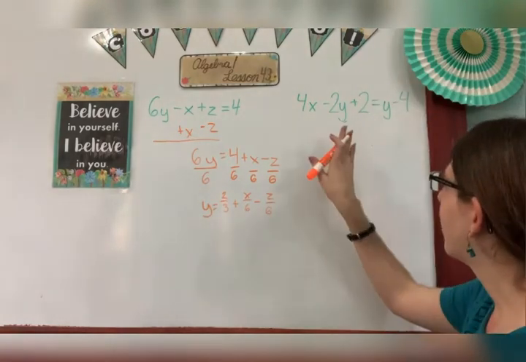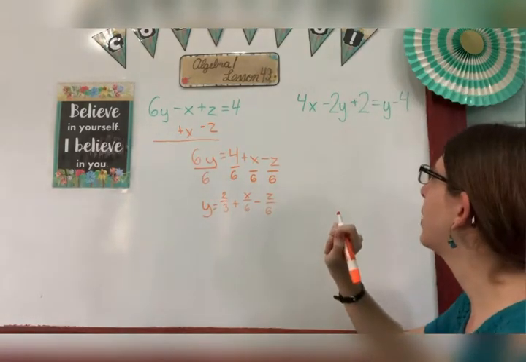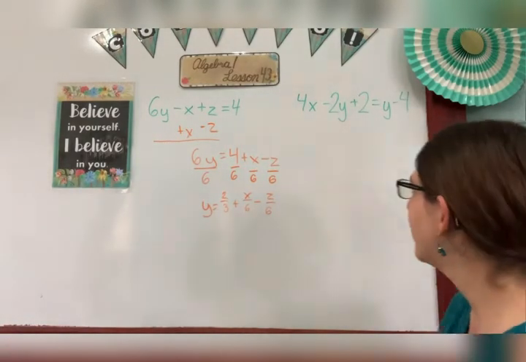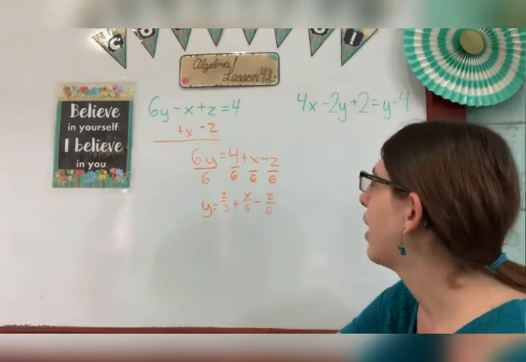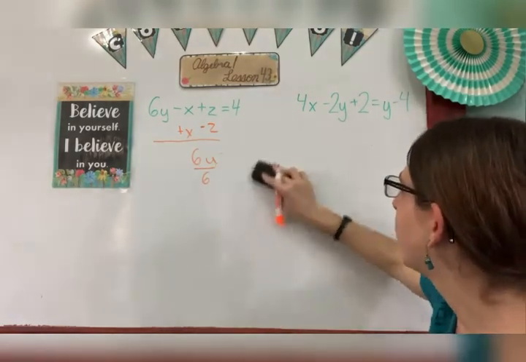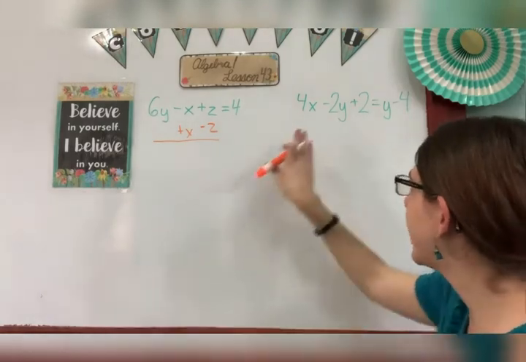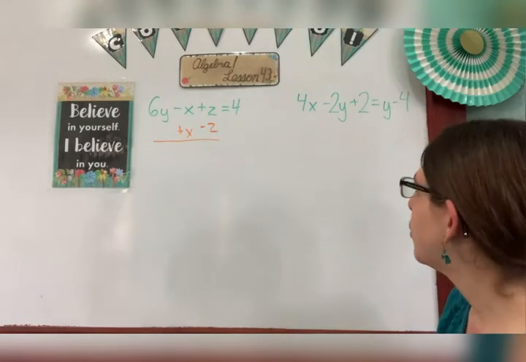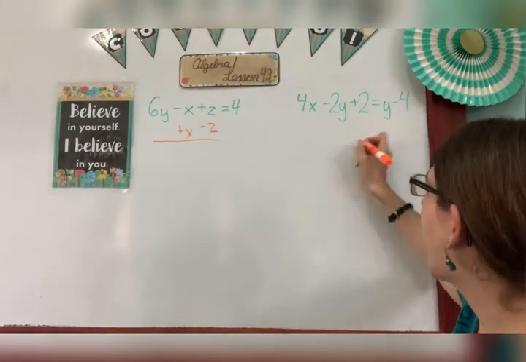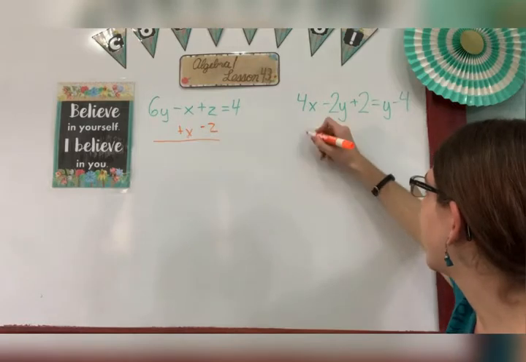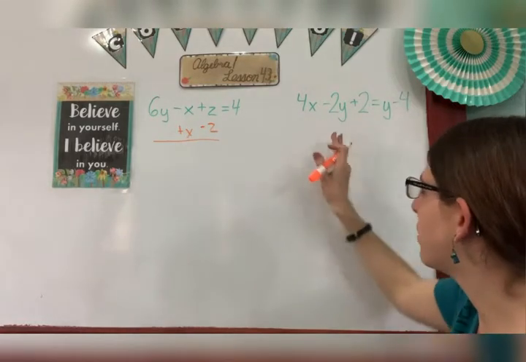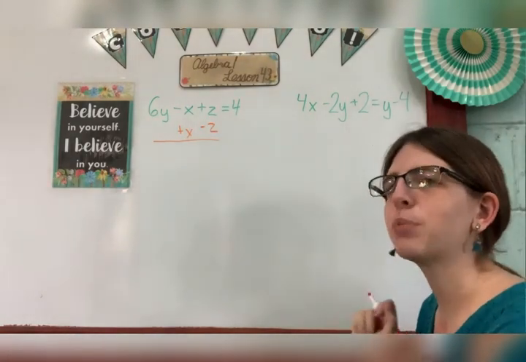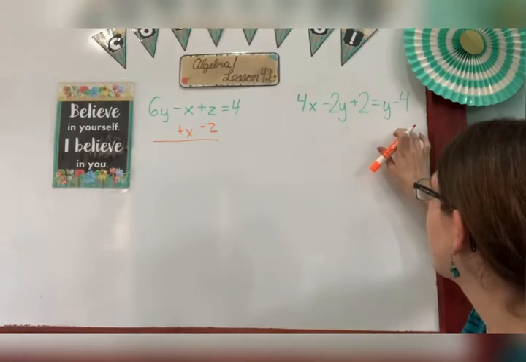So here I have 4x minus 2y plus 2 equals y minus 4. If I want to solve for y in this problem, I first need to notice that I have two y's. I have a y over here, and I have a y over here. I also have an x. So I could do either one. I could move this y over here and simplify and then move everything else over up to this side of the equation. Or I could move this y over here. And I think that's what I'm going to do because there's less to move on this side.